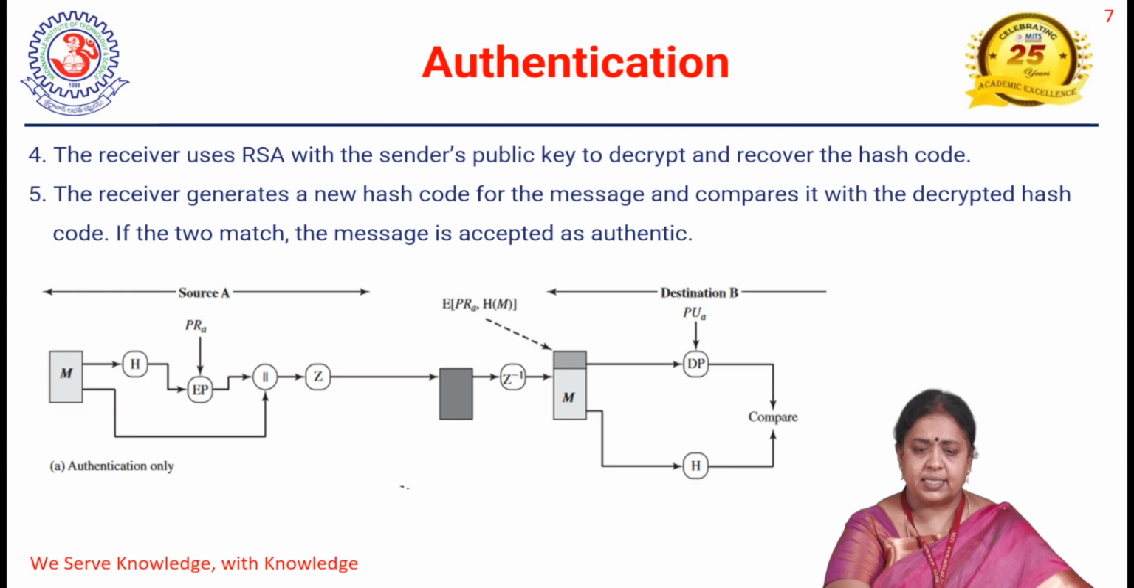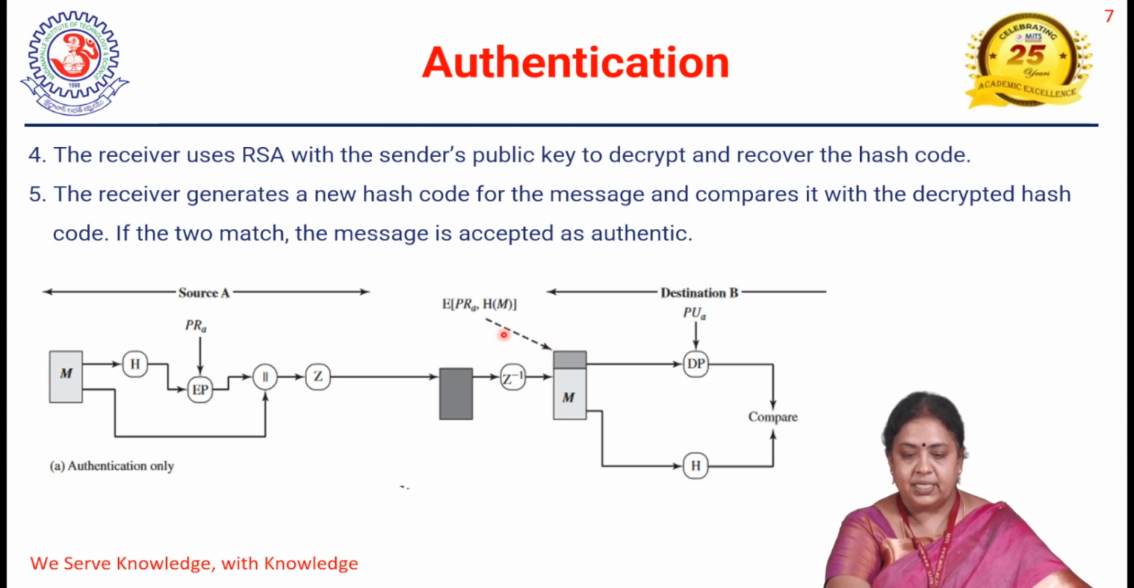And what is the next? So here at the receiver side, what happens? Same procedure, what I said. The sender sends and the receiver does the same. First the receiver is going to unzip, that is, uncompress. If he uncompresses, what is he going to find? He is going to find the encrypted hash code along with the message.